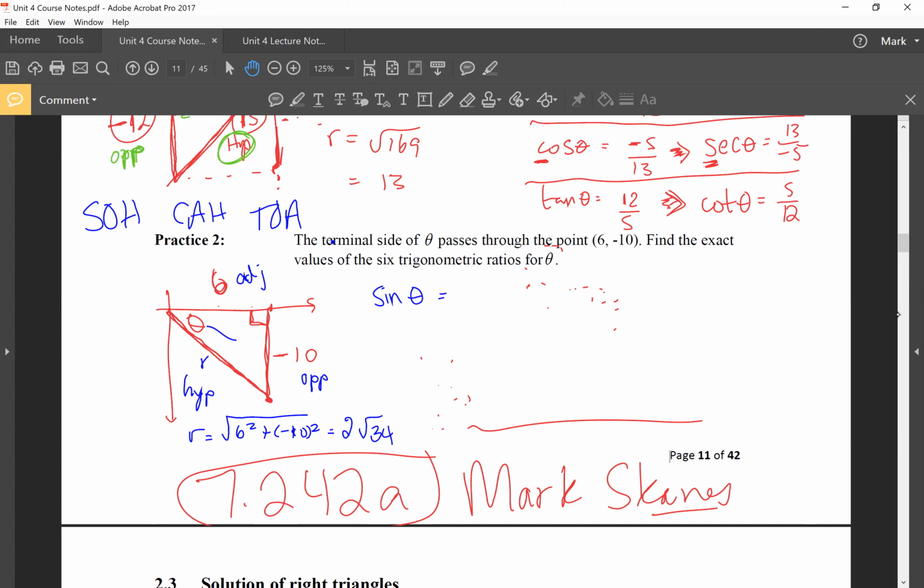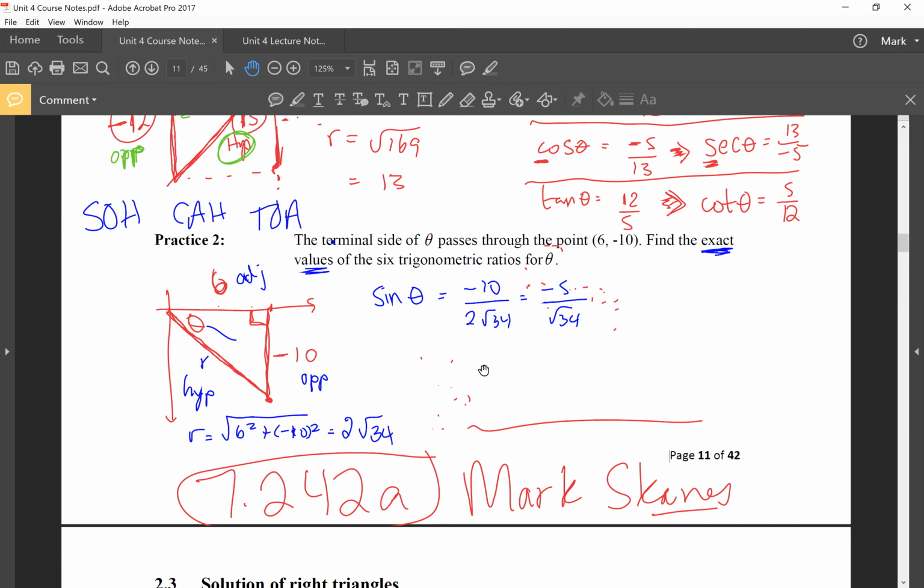Now, I had a student yesterday mention they were giving me the answer in decimals. This question says find the exact values. We're going to look at what you do with the decimals in the next section. Okay, so sine is the opposite, negative 10, over the adjacent, 2 root 34. Now I can reduce this if I wanted to. I could say negative 5 over root 34. It doesn't ask you to reduce it, but we typically reduce in math. So there's my reduced version.